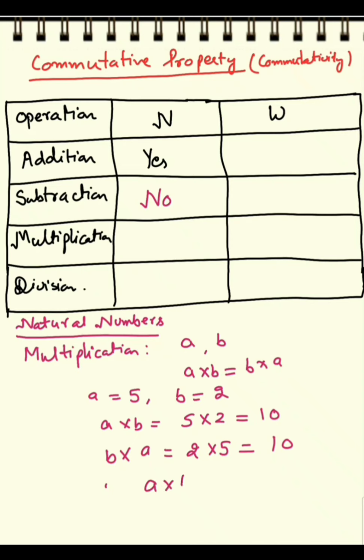It means A into B is equal to B into A. So it means A and B are commutative for multiplication. So we can say that natural numbers are commutative for multiplication. So we can write here yes.